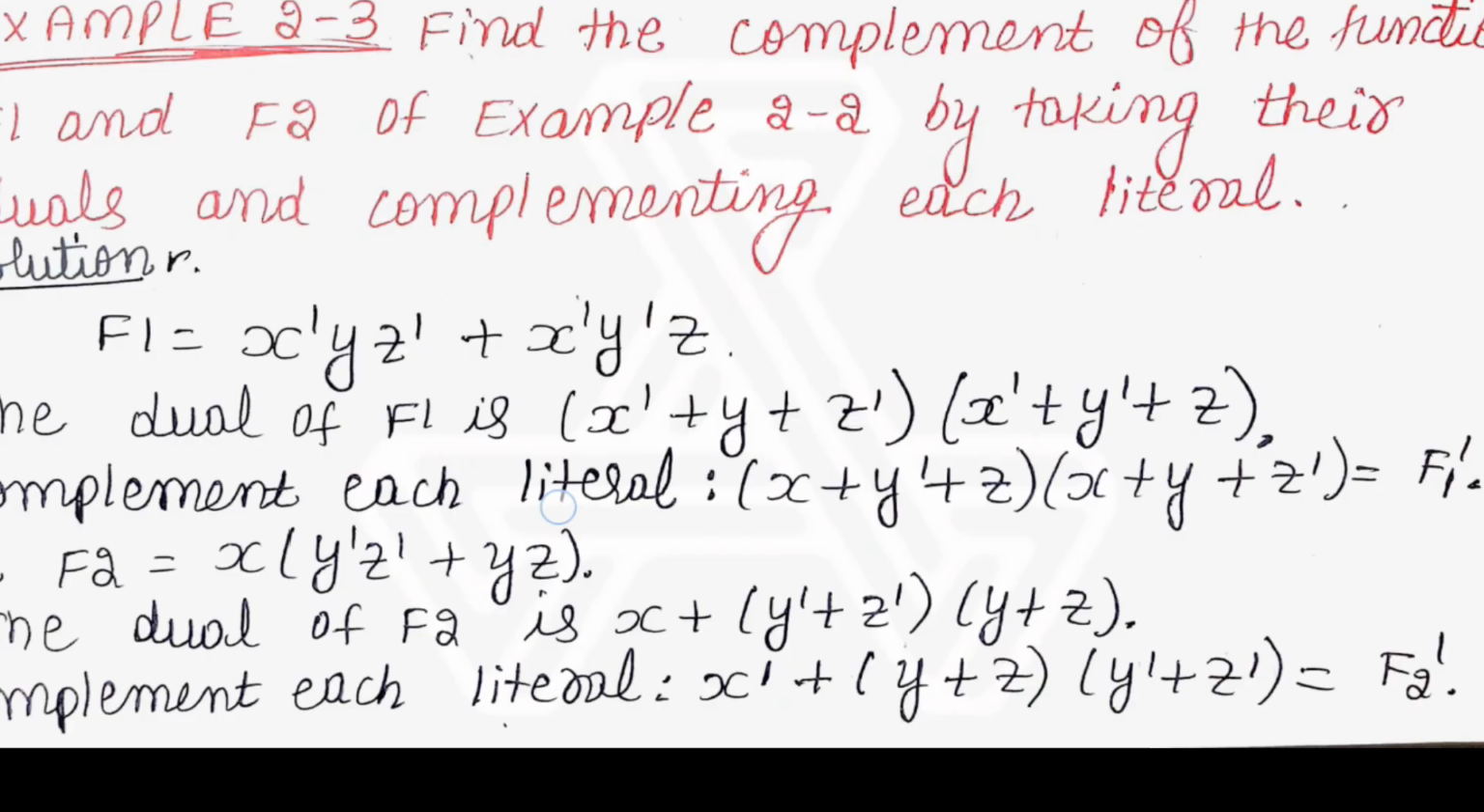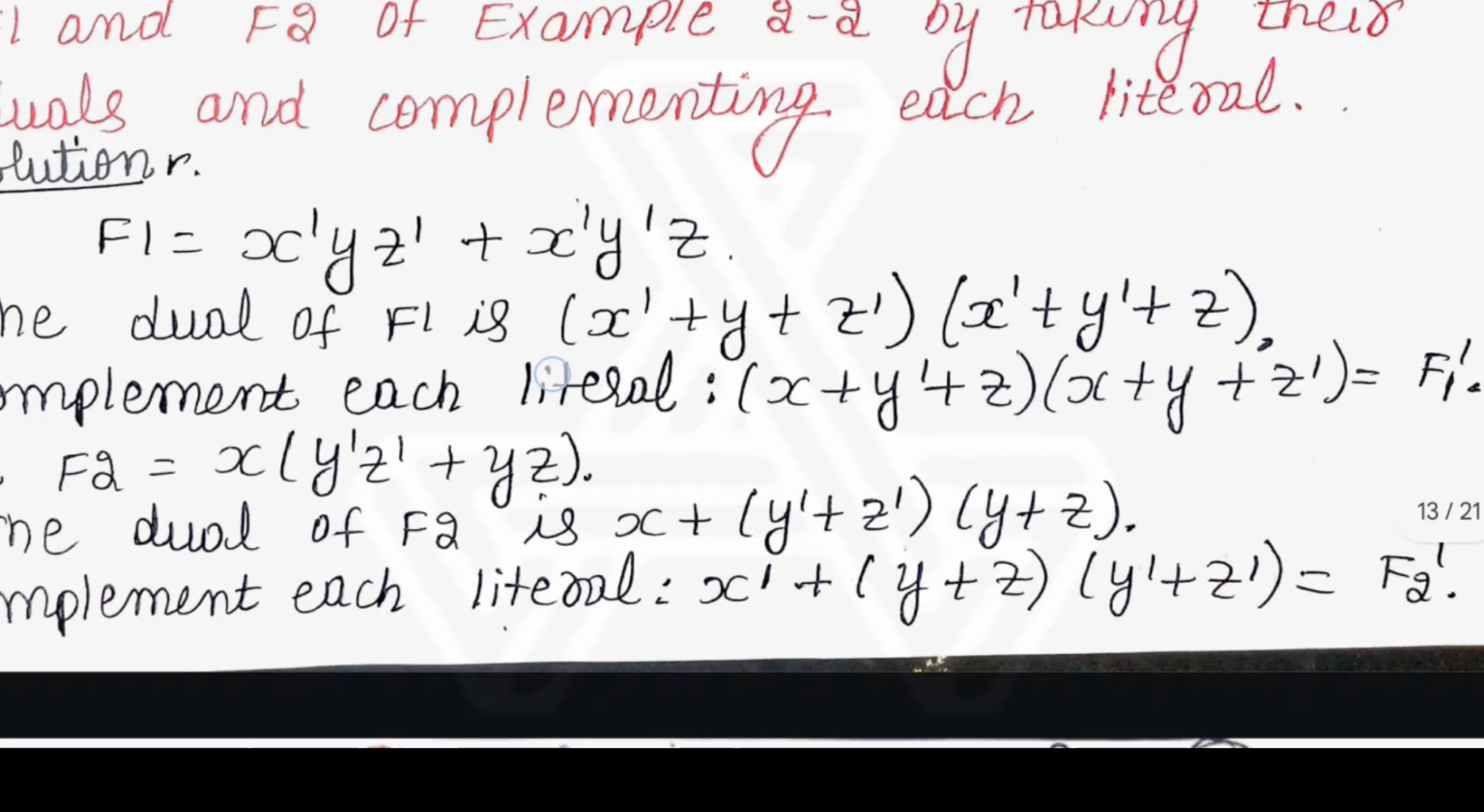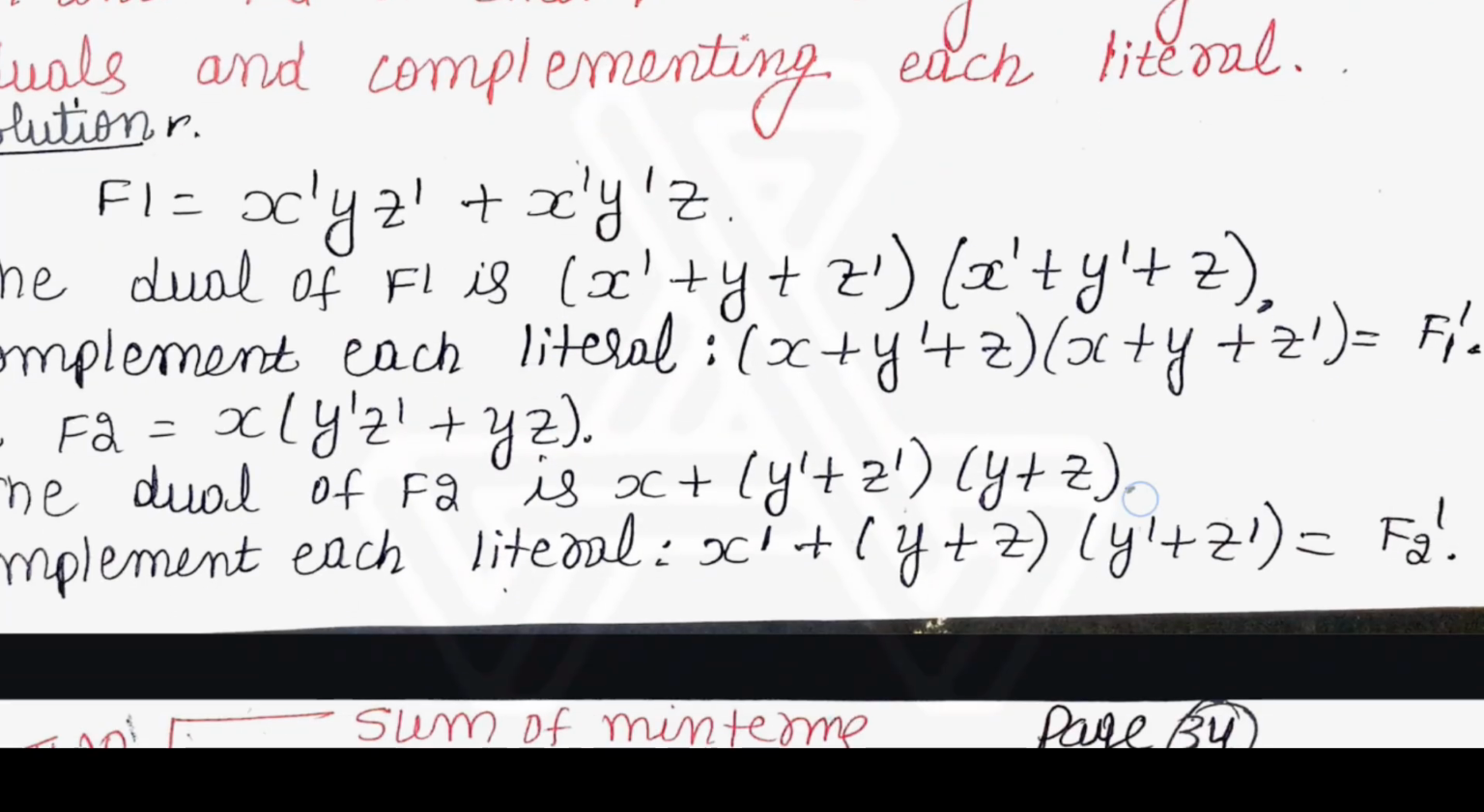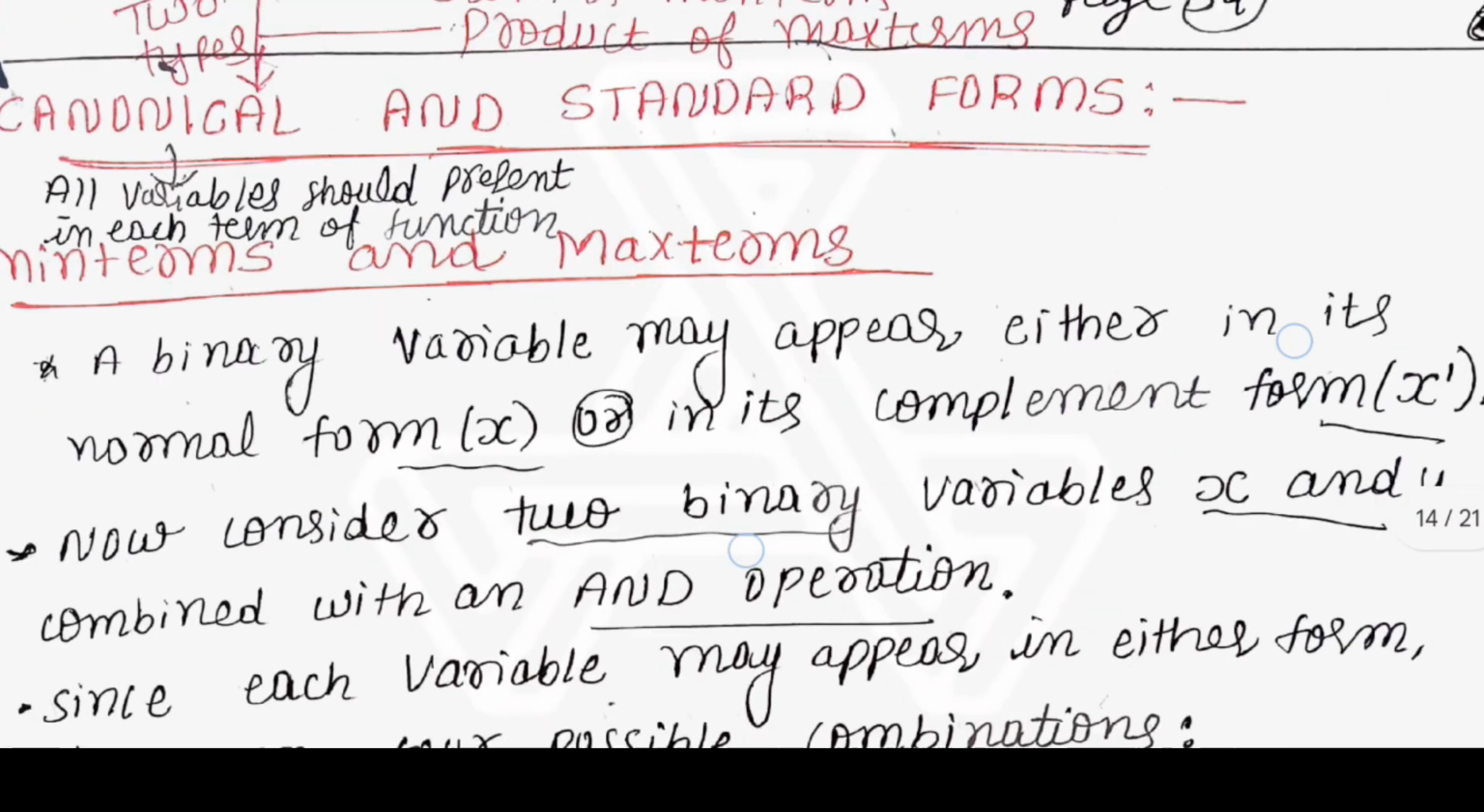A complement plus b complement. This is the duality of a plus b whole complement. And we can also make it as into. The main thing is we should put the plus sign in place of multiplication. We should put the multiplication sign in place of all addition, and complement of each variable.